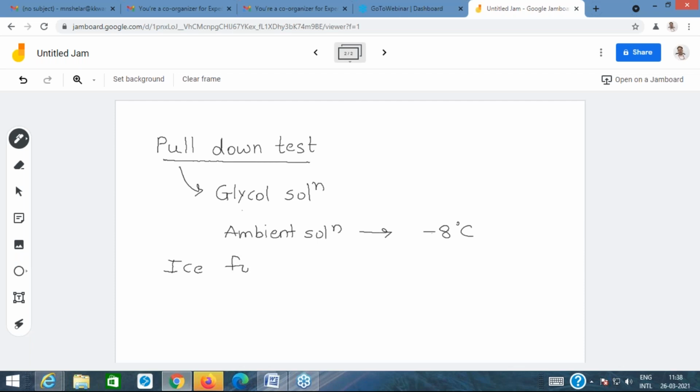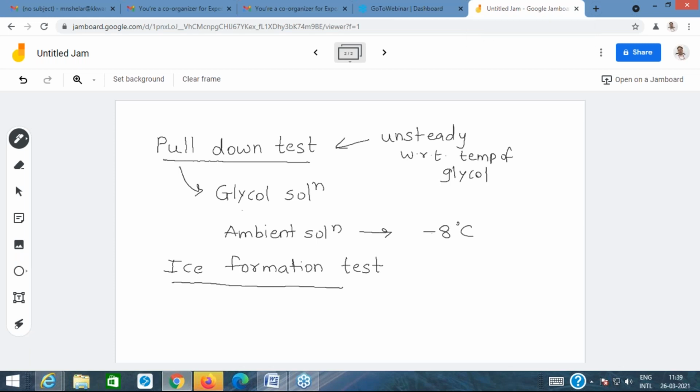Now, why are two different tests required to assess the performance? It is because the pull down test is an unsteady kind of test, with respect to the temperature of the glycol, wherein the parameters are changing rapidly. You are basically pulling down the temperature of the glycol, and this pulling down condition would happen only once in a shift or once in a slot.